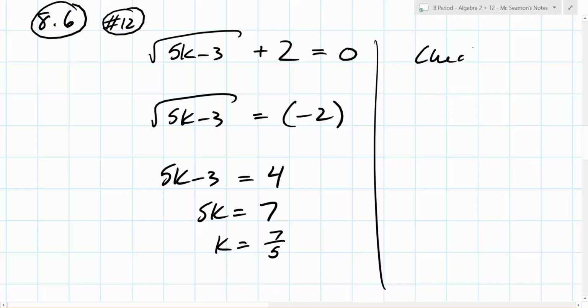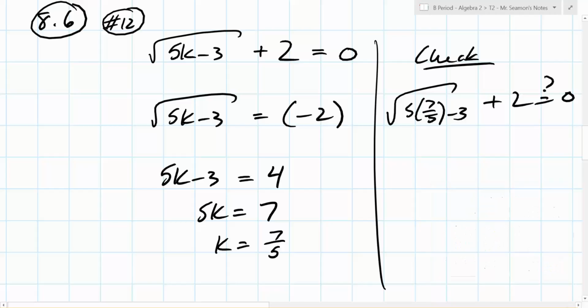What do you have to do? If you check this, you end up with the square root of 5 times 7 over 5 minus 3, plus 2. Does that equal 0? Here's the thing though. You have the square root of what? 7 minus 3 plus 2. The square root of 4 plus 2.